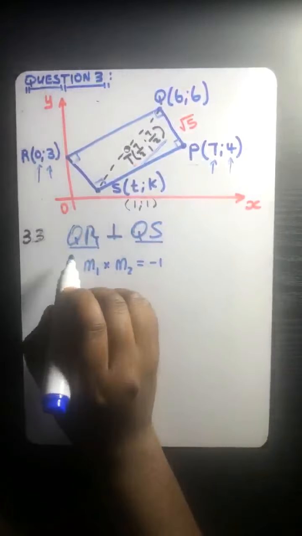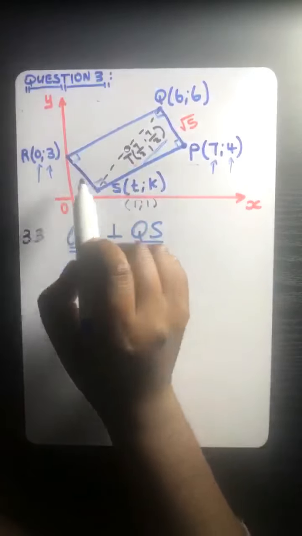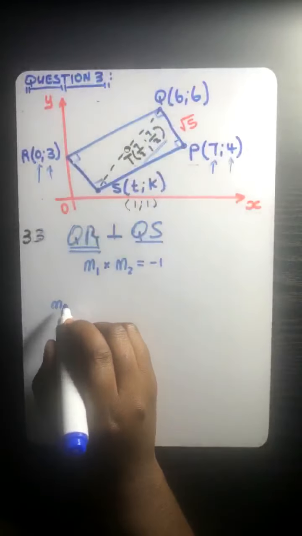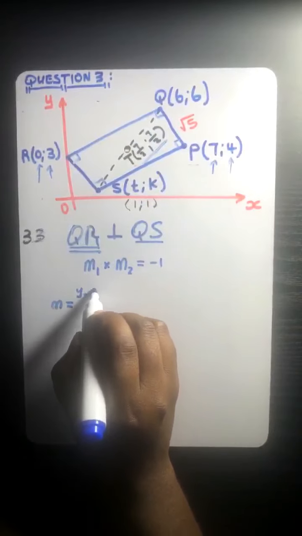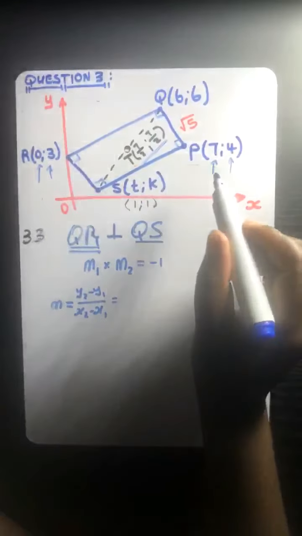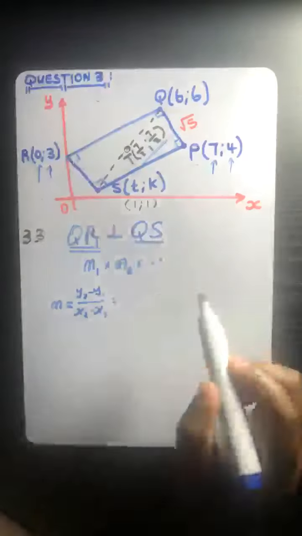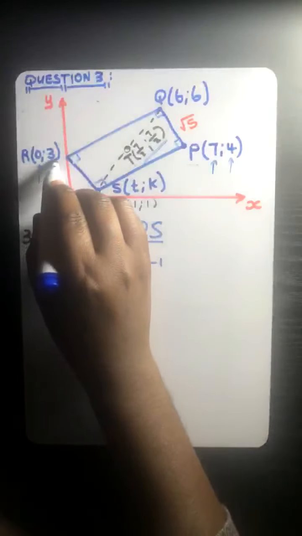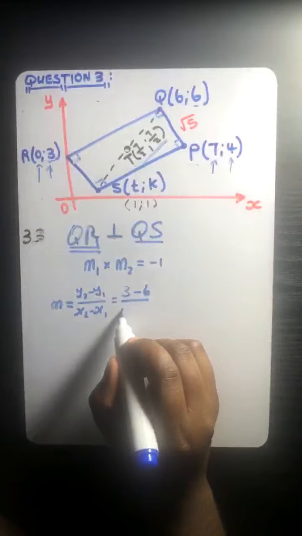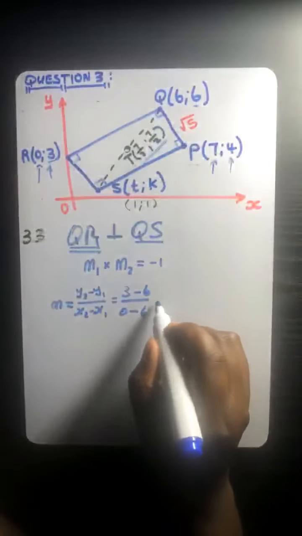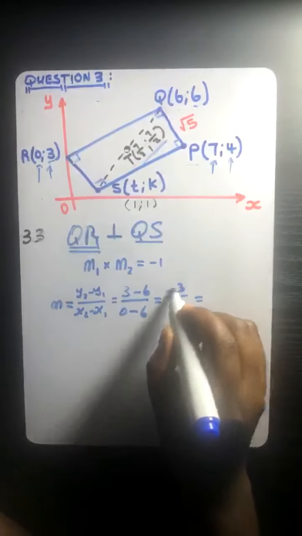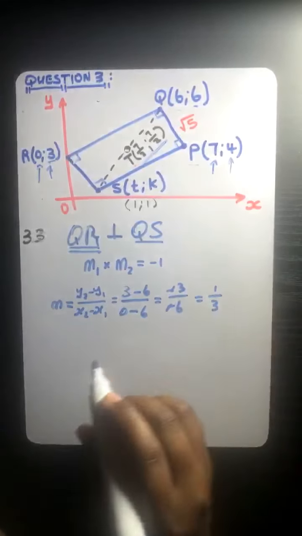So let's calculate the gradient of QR. Where is QR? There is QR. The gradient is equal to Y2 minus Y1 over X2 minus X1. Let's say R is our second value. So it is going to be 3 as Y, and then also 6 over there, over 0 as X minus 6 over there. What are we getting there? This is negative 3. This is negative 6. Then it's positive 1 over 3. I'm not sure. Am I correct in saying that?